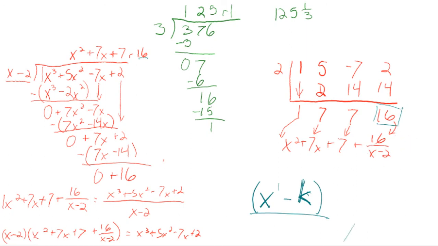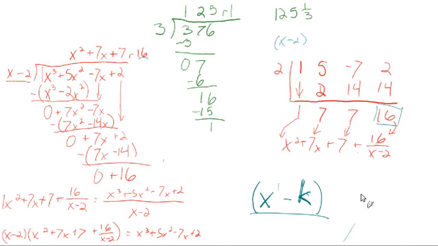Now, the factor theorem goes like this. Let's say that when we did this problem, we wound up getting a 0. The factor theorem would say that since this came from, remember, it came from x minus 2, and we put a positive 2 there, it would say that x minus 2 is a factor of this original polynomial, x cubed plus 5x squared minus 7x plus 2.